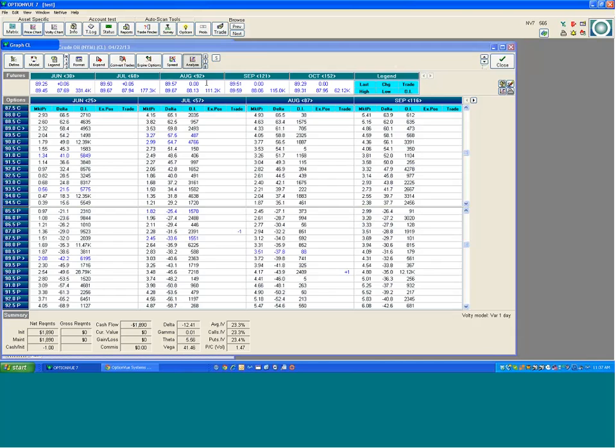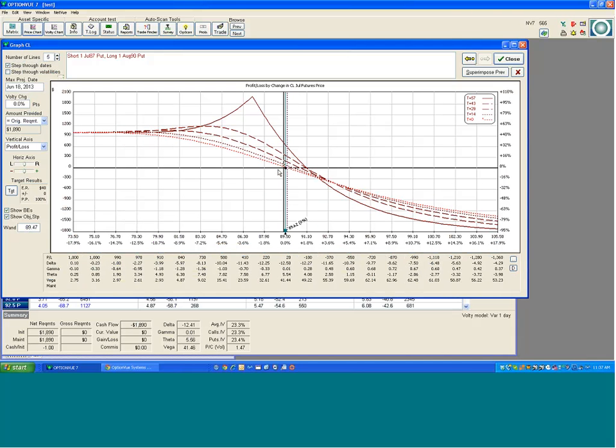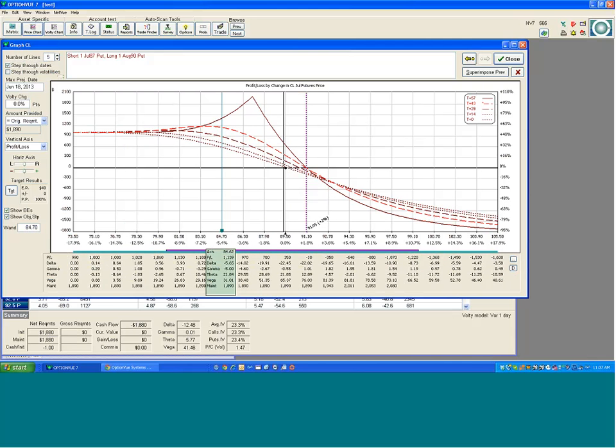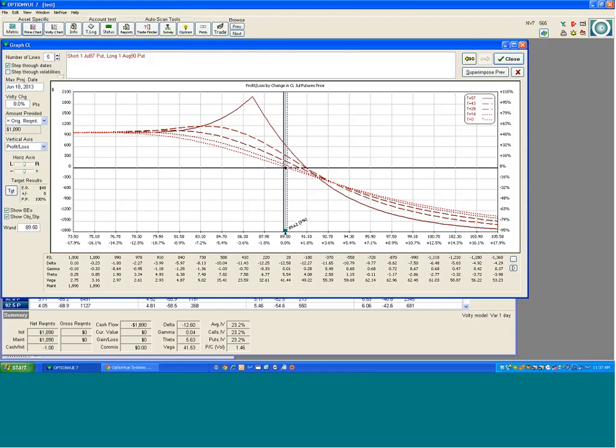Let's see what it looks like. You can see that this looks nice because the passage of time at the current level generates profits. Profits are also generated as the market moves lower and as time goes by. So when you have a trade of this nature, the only thing you have to worry about is, well, two things. You have to worry about a rally in the market, and you have to worry about implied volatility going the wrong way. If implied volatility decreases, the trade loses money.